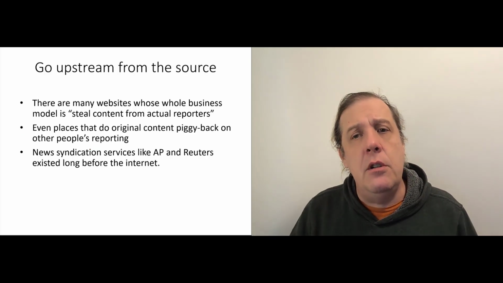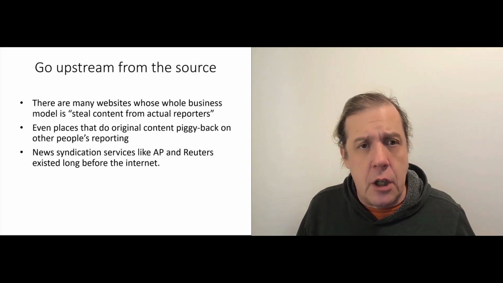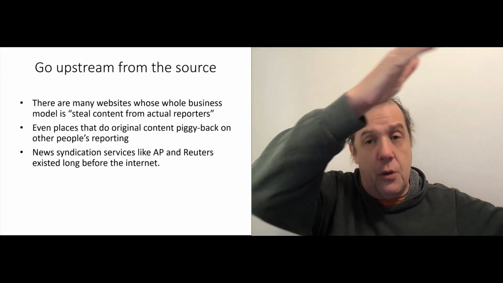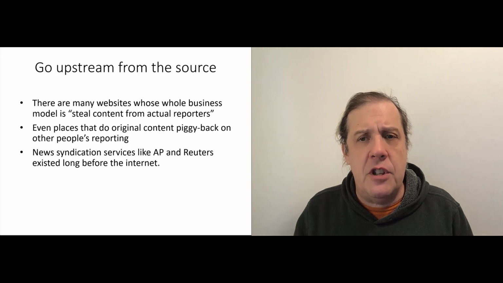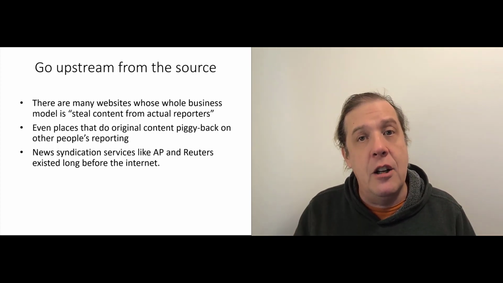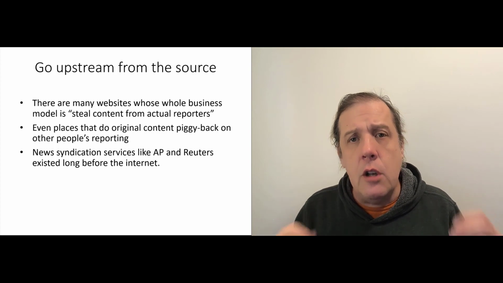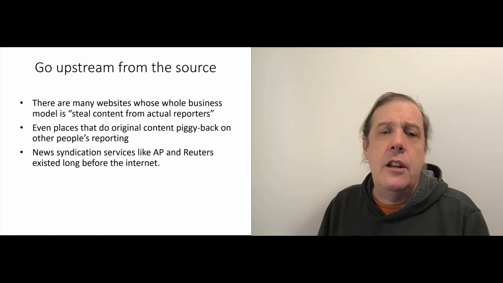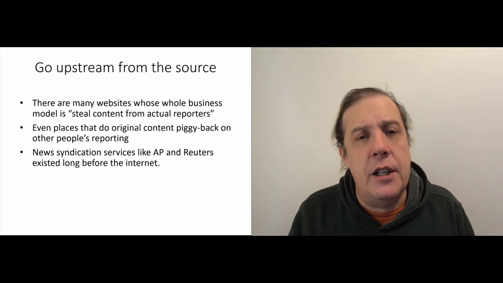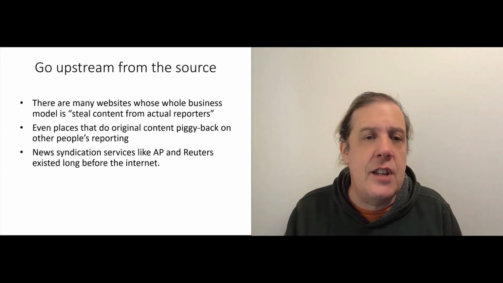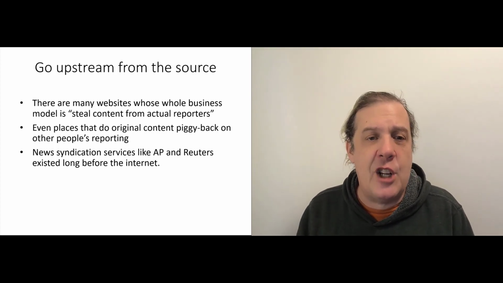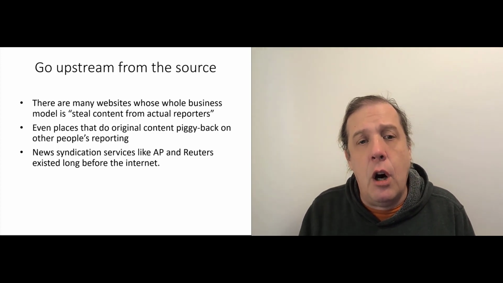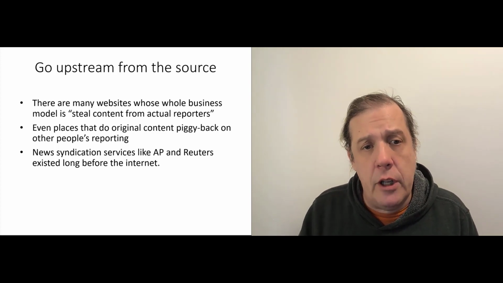In a lot of ways, to do fact-checking research, you need to go upstream. So if you start on Wikipedia, you need to go upstream to your source. But also, if you're seeing something online that got forwarded to you, you also need to be going upstream, and that's a different stream. So this is the deal. There are many websites out there whose business model is essentially steal content from actual reporters. And even places that do original content are often piggybacking on other people's reporting.